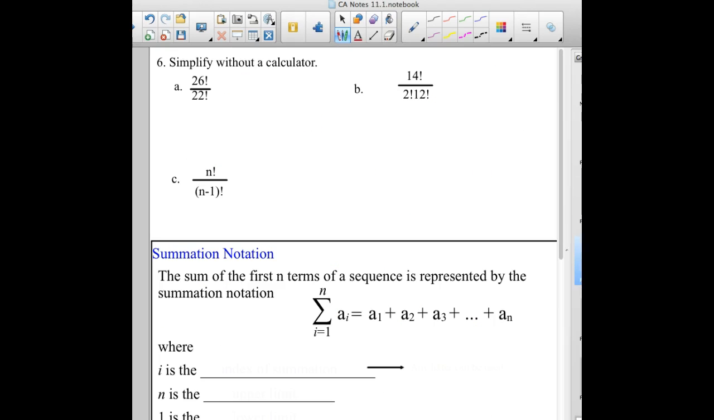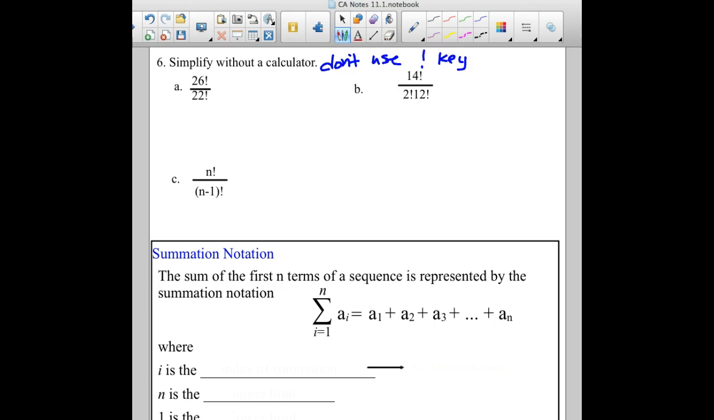All right, our last example today says to simplify without a calculator, meaning do not use your factorial key. Let's think about what this means. 26 factorial. Now, I don't actually expect you to figure out 26 factorial, but 26 factorial means 26 times 25 times 24 times 23 times 22 times 21, all the way down to 1. But we're dividing by 22 factorial, which is 22 times 21 all the way down to 1.